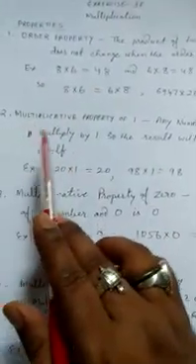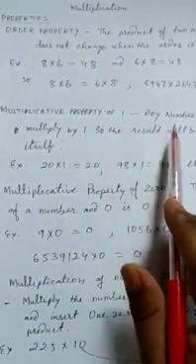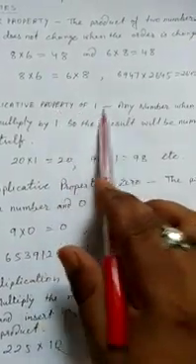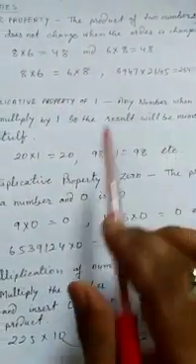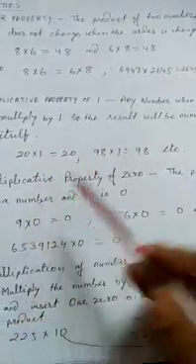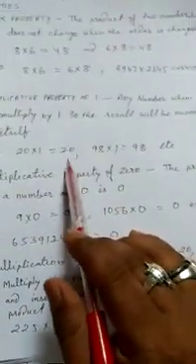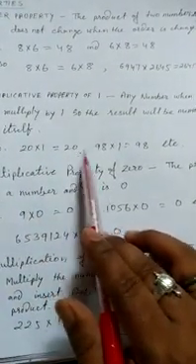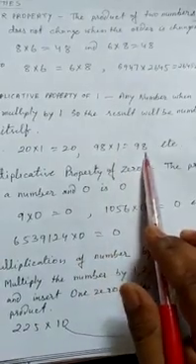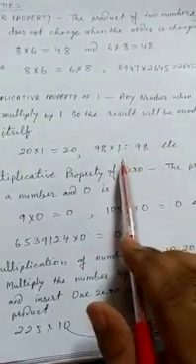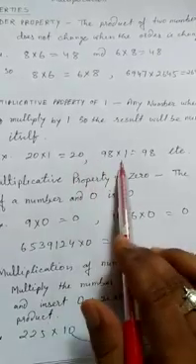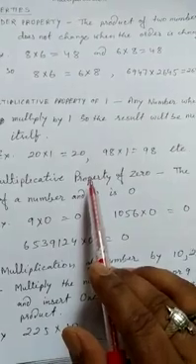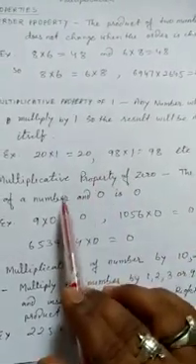Then the next property is the multiplicative property of 1. If any number is multiplied with 1, the answer is the same number itself. I have mentioned this here. Suppose 20 into 1, so 20. 98 into 1, that is 98. Like that, you can do many. Some fill-ups of this type are given in the first exercise of multiplication, so it will help you to solve them.